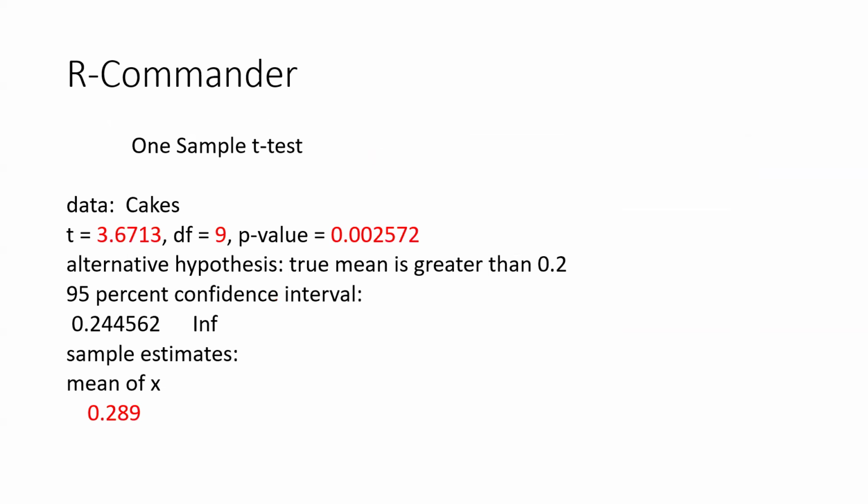So here is our RCommander output. As you can see, we have the t-value, the degrees of freedom, and the p-value. We also have the mean of the observations contained within our data set. So the mean of the observations, the 10 observations that we had collected ourselves, that mean is 0.289. Now we need one other value, and then we can report our findings in APA format. And that value that we need is the standard deviation.